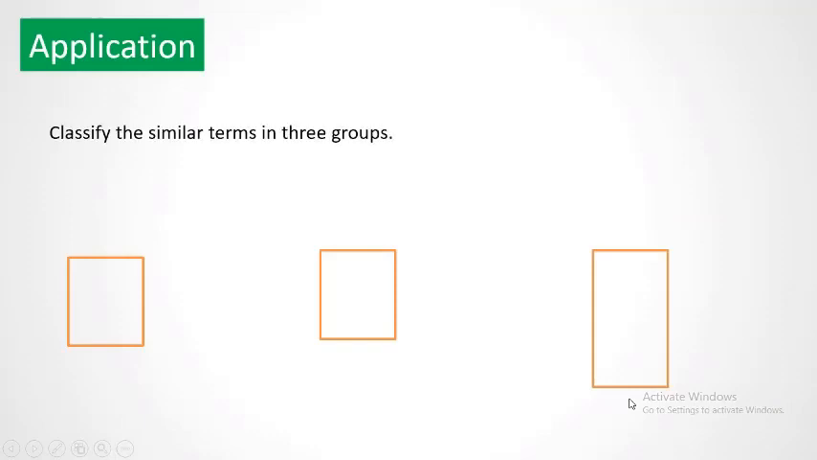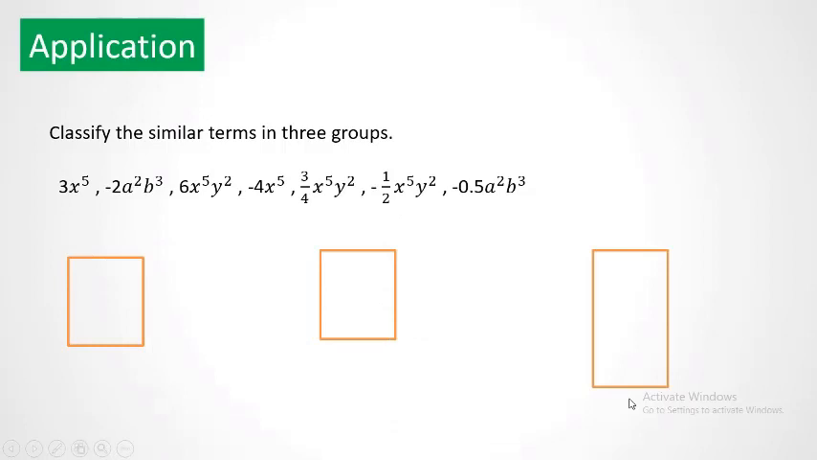Application. Classify the similar terms in three groups. 3x power 5, we will put it in the first group. Minus 2a squared b cubed. Is it similar to 3x power 5? Look at the literal part. They are different. Then we will put it in the second group.